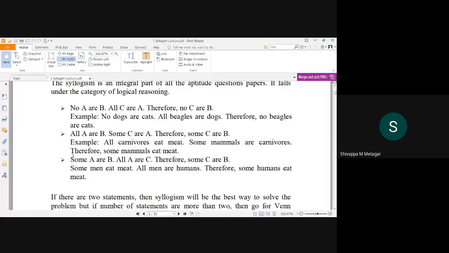Here they have given three statement patterns. No A are B, all C are A, therefore no C are B. Example: no dogs are cats, all eagles are dogs, therefore no eagles are cats. Next: all A are B, some C are A, therefore some C are B. And then: some A are B, all A are C, therefore some C are B. Example: some men eat meat, all men are humans, therefore some humans eat meat.